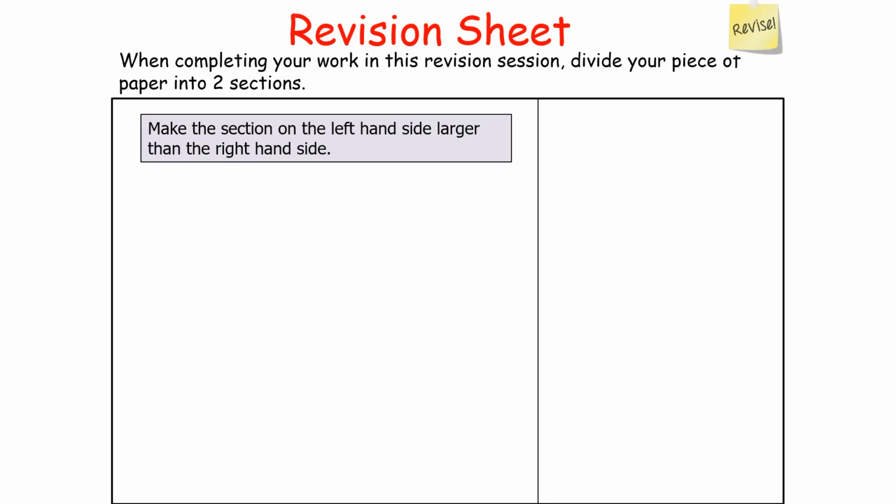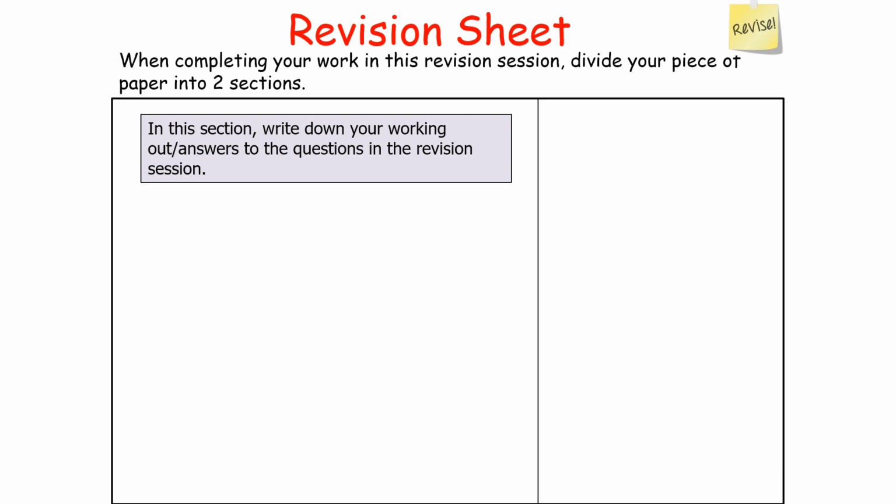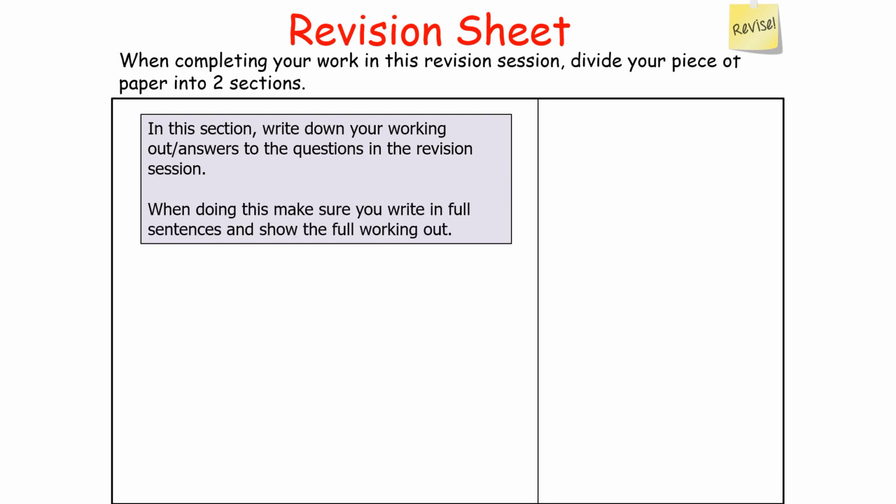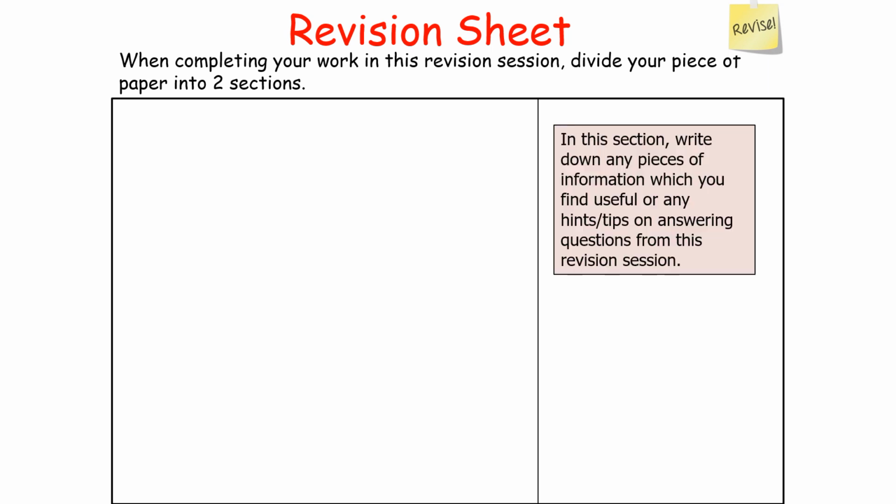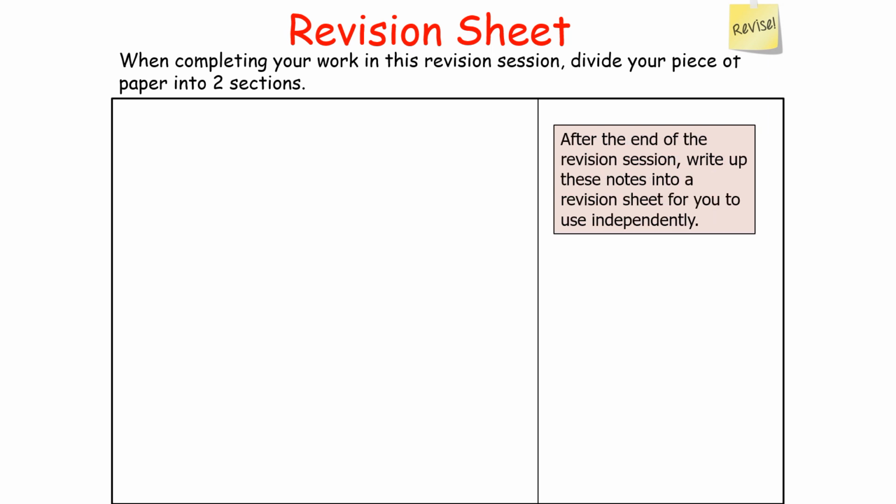So how do you carry out this revision session? When completing your work, divide your piece of paper into two sections. Make the section on the left hand side larger than the right hand side, and in the left hand side write down your working out and answers to the questions. Make sure you write in full sentences and show your full working out, whilst on the right hand side write down any useful information or any hints and tips on answering questions, and at the end of the revision session write up these notes into a revision sheet for you to use independently.